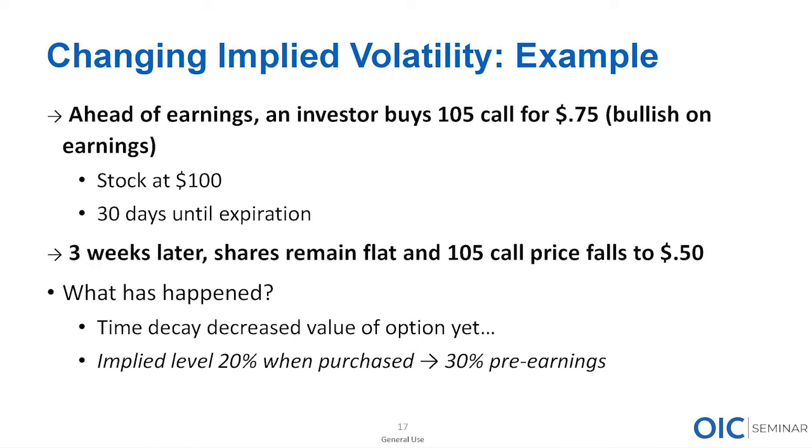Changing implied volatility example. So let's say ahead of earnings, an investor buys the 105 call for 75 cents. So in that regard, they're bullish on earnings. Stock is at $100. We have 30 days to expiration. Okay? Three weeks go by, and the shares remain flat. The best thing about a lot of these examples is we try to keep some things constant for you, so you don't have to think too much about it. So the shares remain flat, and the 105 call price falls to 50 cents.